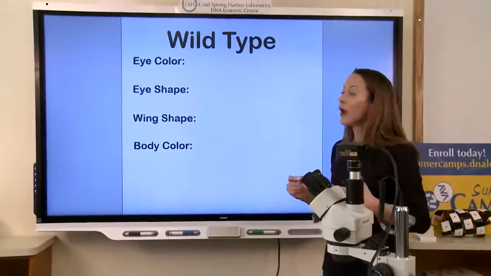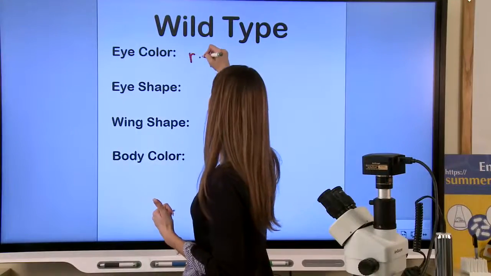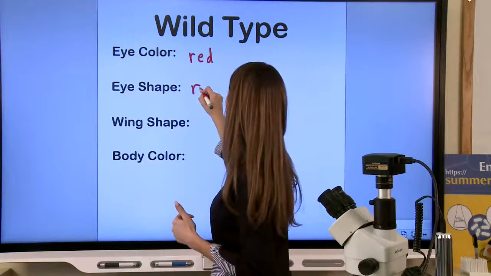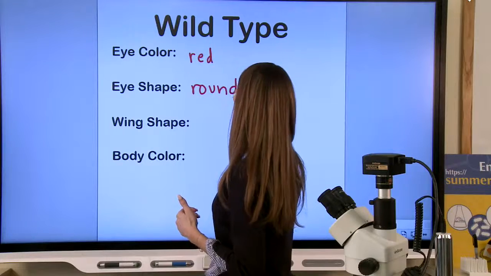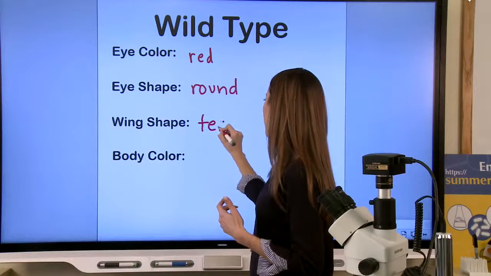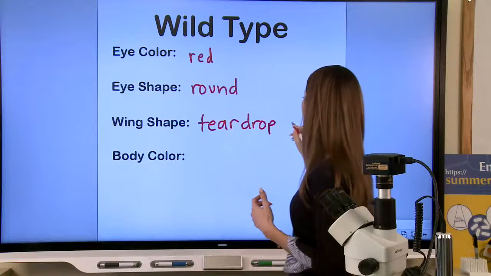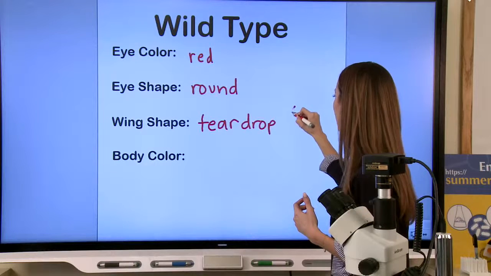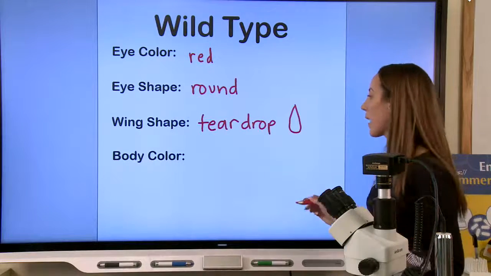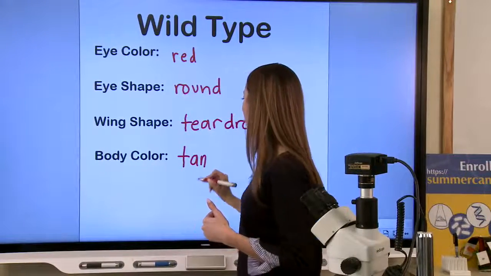All right, so eye color, remind me again, was red. The eye shape was round. Wing shape was a teardrop, raindrop, flower petal, however you want to describe it is totally fine by me. But as long as you understand that it has that round shape to it, but then comes up to a point. And then its body color, we'll say, is tan. All right, excellent.